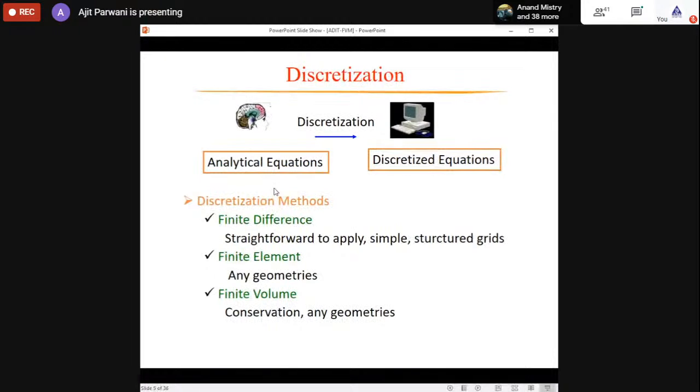So what is the problem with the computational technique? Yes. Any question?